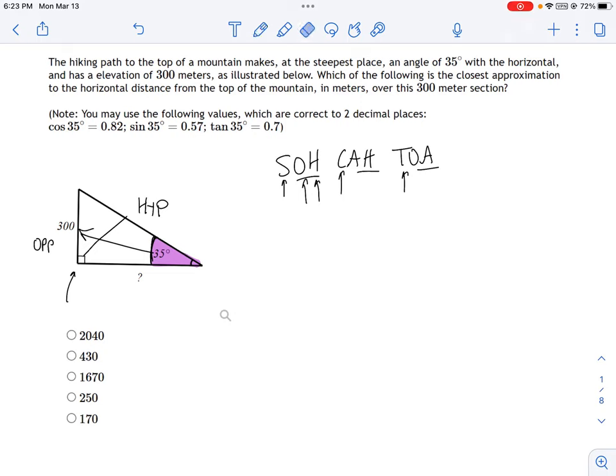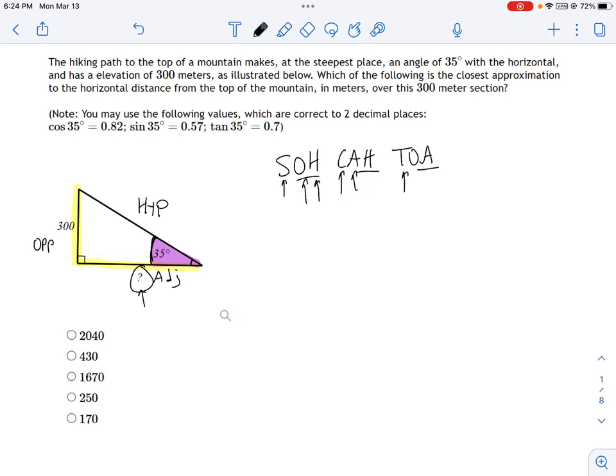And last but not least, we have this A, which stands for adjacent. We know the adjacent side in this case is our question mark because it's literally the side connecting to the angle you're given. Remember, adjacent just means next to. The question mark is right next to that 35, and that's why we call it the adjacent. So we're given two things apart from our angle: this 300 and our question mark. Your goal is to solve for the question mark.